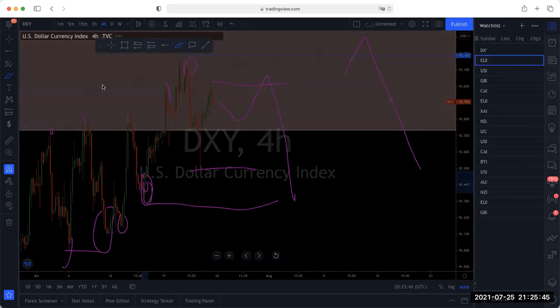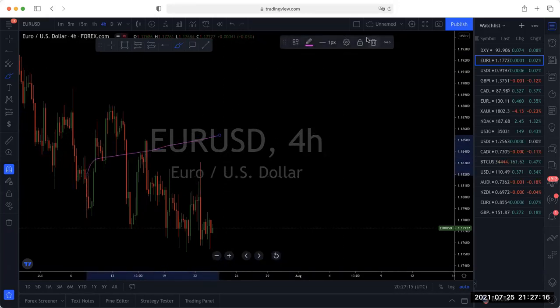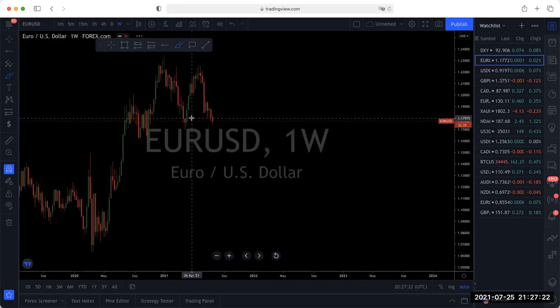Now, Euro USD, let's go to Euro USD now. For Euro USD, let's start from the weekly time frame, just as we've already done on DXY. Now, my expectation on DXY is actually a buy, right?